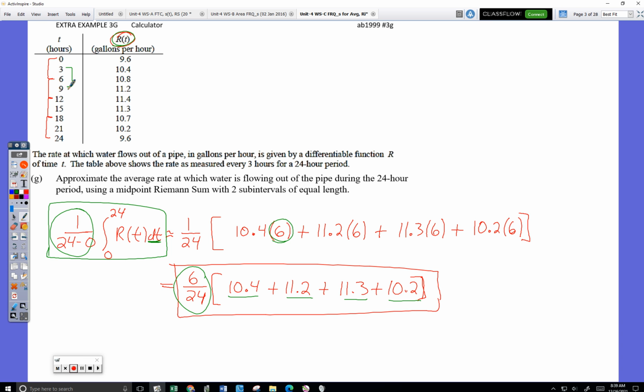Hands up. Who knows the units? There's 2 ways to find the units here. Who knows the units? Hands up. Tyson? Gallons per hour. So we are finding the average of R, and because R has units of gallons per hour, the average of R has to have units of gallons per hour. Okay, 2 points for Ty. Raise your hand if you knew. Questions?